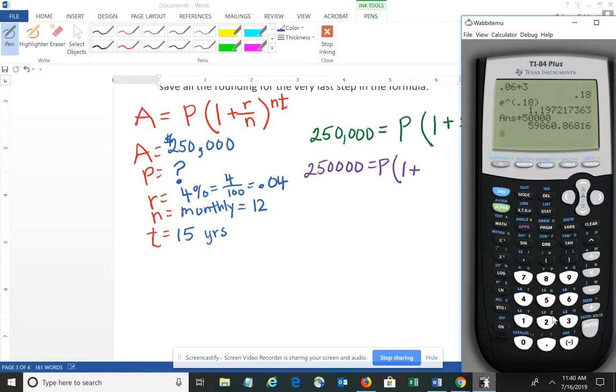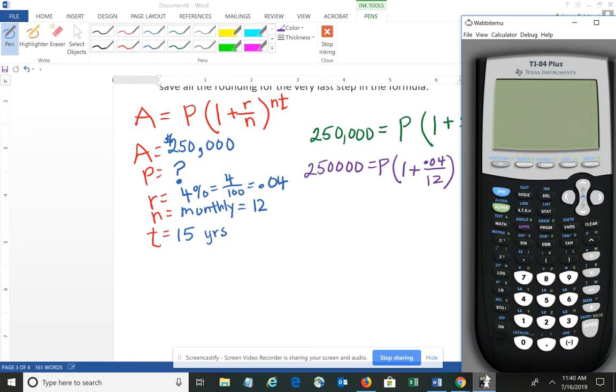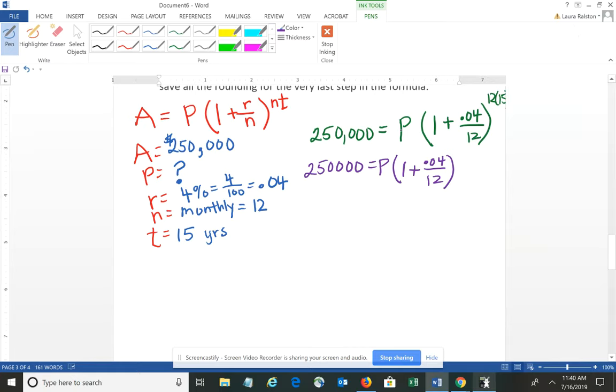Let's do the exponent first, okay? It doesn't matter. That way I already have it. So I have 0.04 divided by 12, and I want to do 12 times 15. Okay, so I'm going to clear out my calculator. I have 12 for the compounding, 12 times a year times 15 years. That's 180.